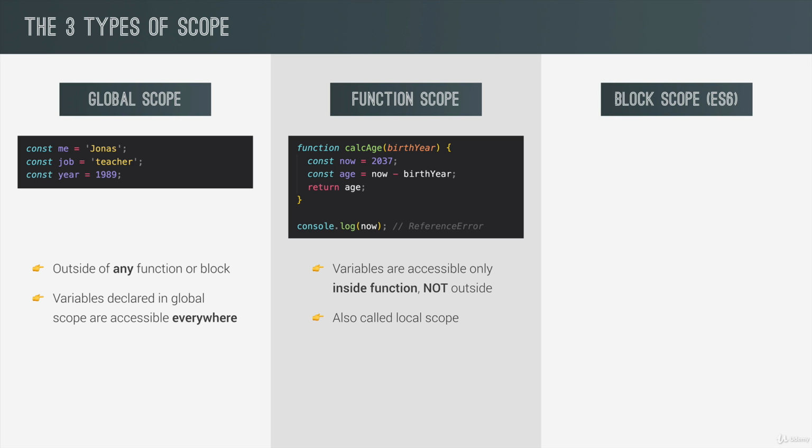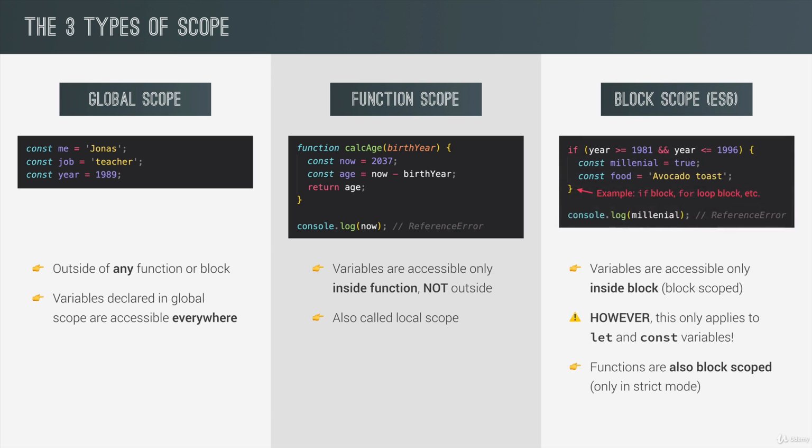And here it actually does not matter what kind of function we're using. So function declarations, function expressions, and arrow functions all create their own scope. Now, traditionally, only functions used to create scopes in JavaScript. But starting in ES6, blocks also create scopes now. And with blocks, we mean everything that is between curly braces, such as the block of an if statement or a for loop.